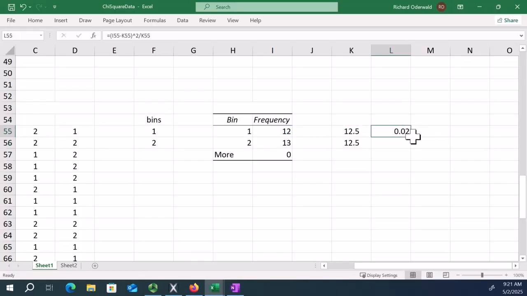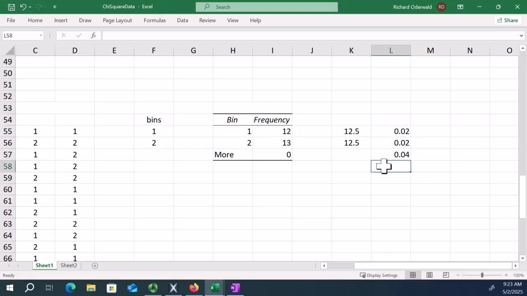And I'm going to copy it down. All right, so now I need the chi-square value. I've got 0.02 and 0.02, and I add those up. And the chi-square test value is 0.04. Does this have a chance of being significant? This one doesn't. It's 12 and 13. It's dead in there.